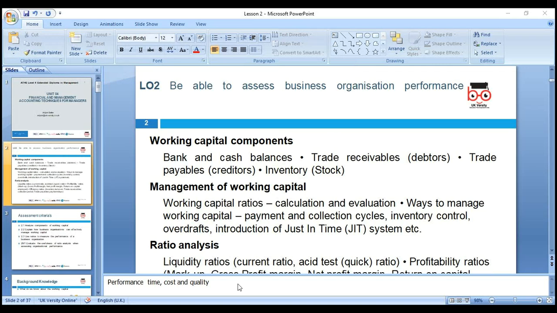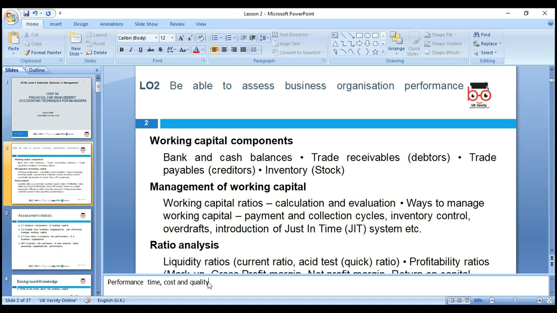Whenever we measure the performance, we measure it in terms of time, cost, and quality. So financial ratios measure the cost, measure the time, but not the quality. So we need to look around, and make sure we look around the limitation of ratios. We'll discuss that as well.